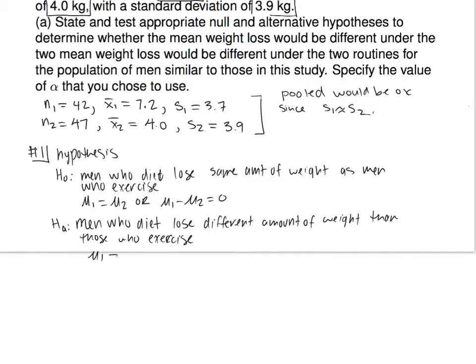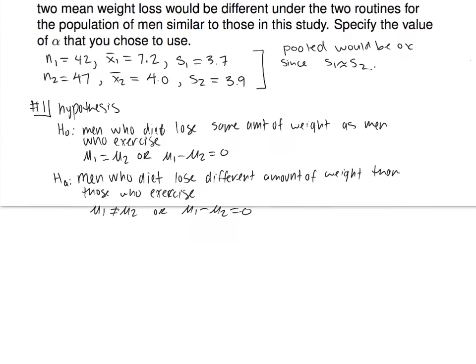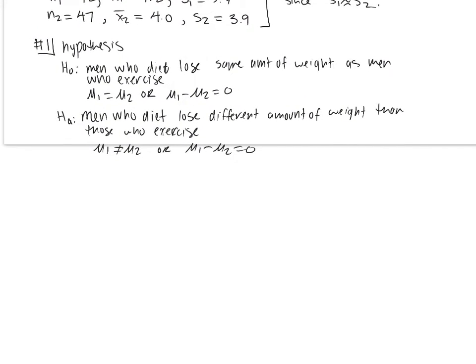So mu1 not equal to mu2, or mu1 minus mu2 does not equal 0. Would it be does not equal? Yes, it would be does not equal 0.